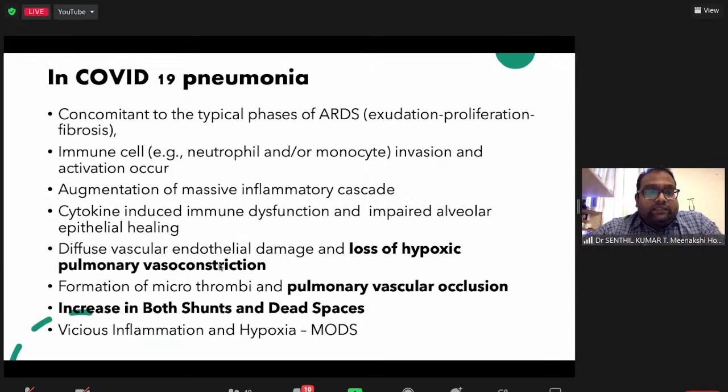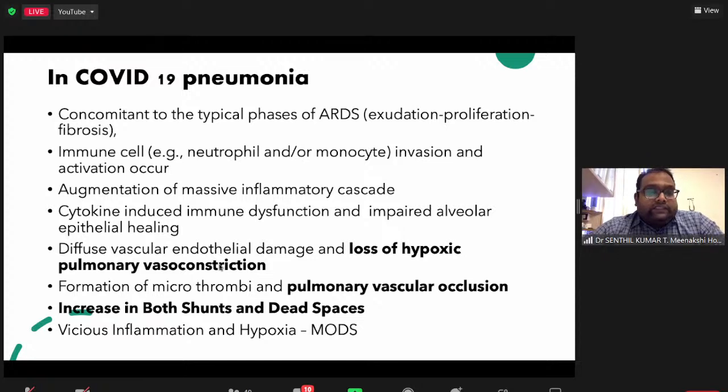So what it causes is immune cell invasion and activation, augmentation of a massive inflammatory cascade, cytokine flooding and cytokine-induced immune dysfunction, and the main thing is impaired alveolar epithelial healing, which persists for a prolonged period of time, making it difficult to treat the COVID ARDS patient.